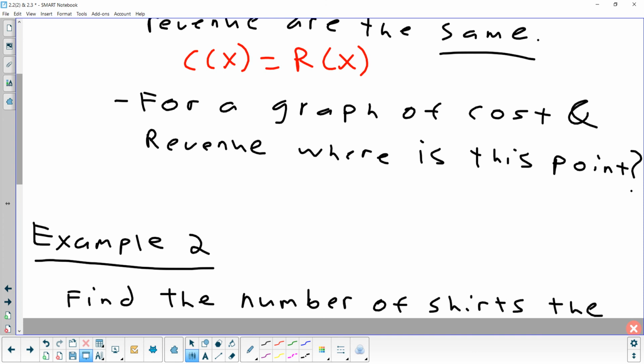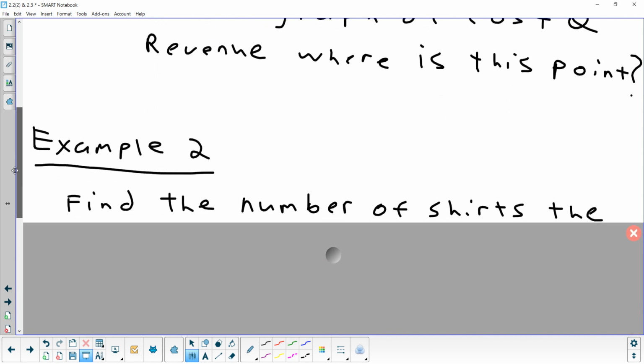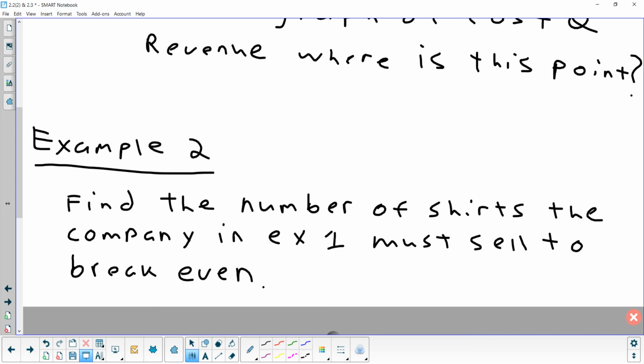So now what we're going to do is find the break-even point in our problem. We'll do it two ways. I think I have it set up to do it two ways. We can do it algebraically. We can also do it using the graphing calculator. The formulas we had for cost and revenue aren't that complicated, so it's actually not that hard to just do it without. So let's find the number of shirts that the company has to sell in order to break even.